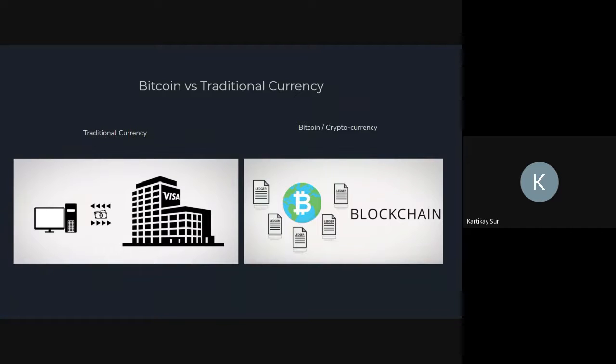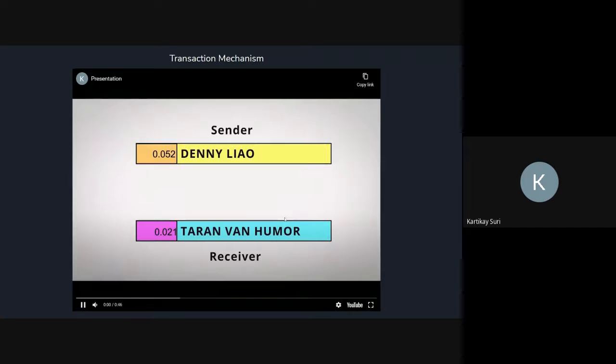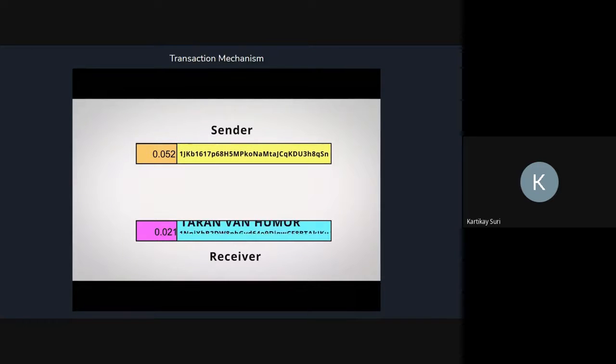As you can see on the screen, on the left side, we have our traditional currency transaction. When we make any sort of payment using our credit cards or debit cards, the payment is processed through the central institution whose infrastructure we are using. We have Visa debit cards, credit cards, MasterCards. All these are institutions that do the processing work for a transaction to take place. Bitcoin, on the other hand, is processed through a distributed network of computers, wherein the transactions are tracked using the amount and the Bitcoin wallet addresses of the sender and receiver, as you can see on the screen.